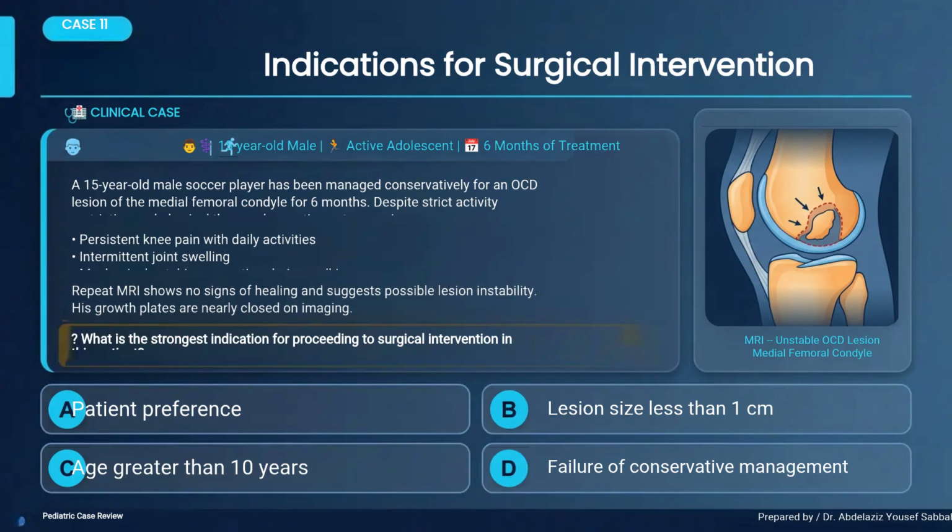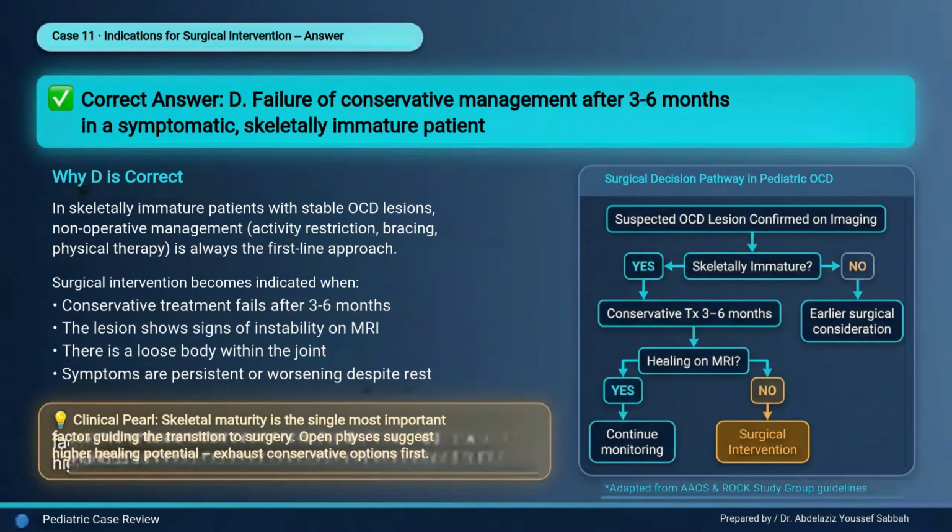What is the strongest indication for proceeding to surgical intervention in this patient? Option A, patient preference. Option B, lesion size less than 1 centimeter. Option C, age greater than 10 years. Option D, failure of conservative management. The correct answer is option D, failure of conservative management after 3 to 6 months in a symptomatic, skeletally immature patient.